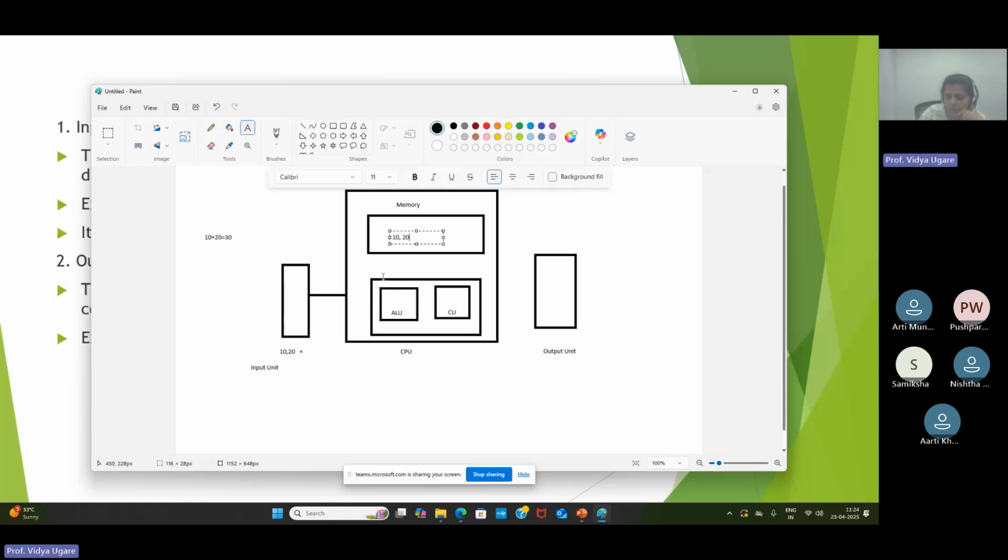So next, plus. Plus is an instruction. Plus means add. Which unit is responsible to perform this particular task? Can someone tell me? Yes, please. Can someone tell me who is going to perform the plus or add here?